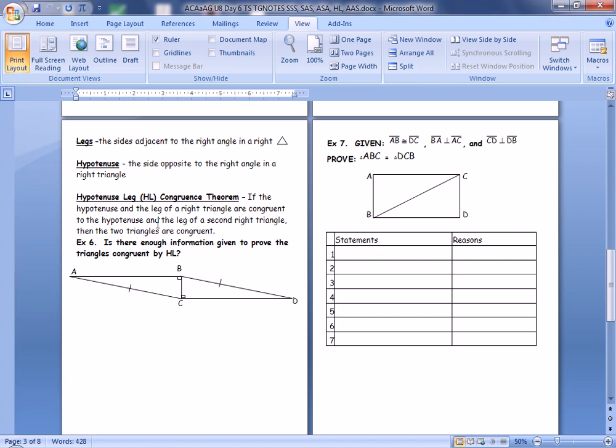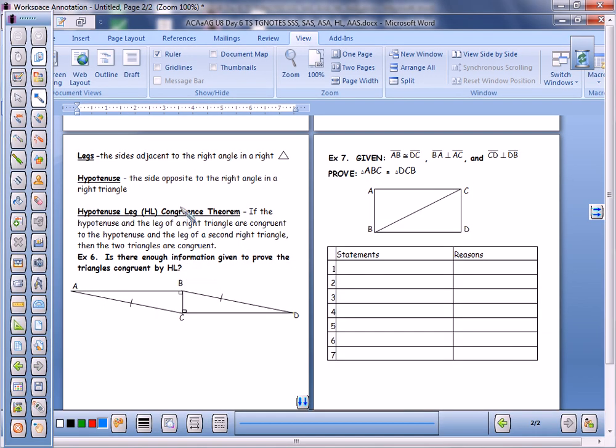Okay, for 5th period, the last thing we should have covered yesterday was the hypotenuse leg congruence theorem. And that says that if we have a right triangle and we have a hypotenuse congruent to a hypotenuse and a leg congruent to a leg, then the two triangles are congruent. So if the hypotenuse and a leg of a right triangle are congruent to a hypotenuse and a leg of another right triangle, then they are congruent.